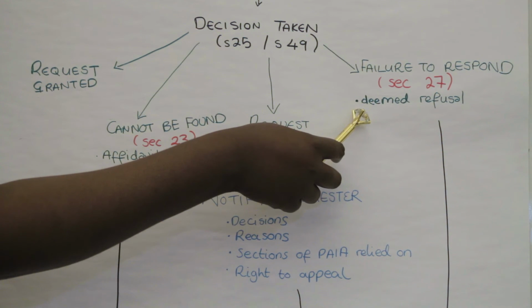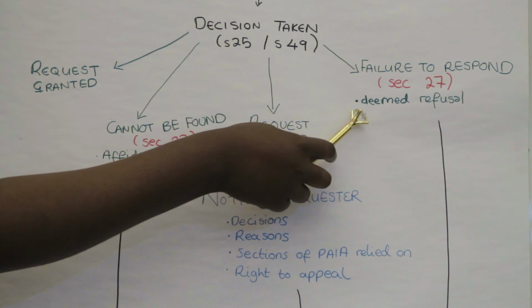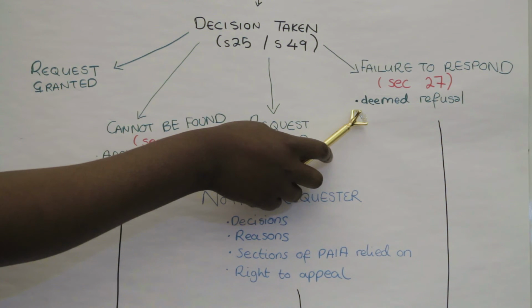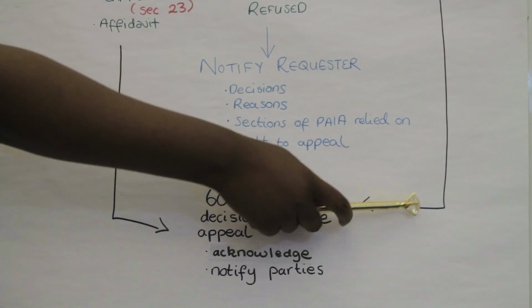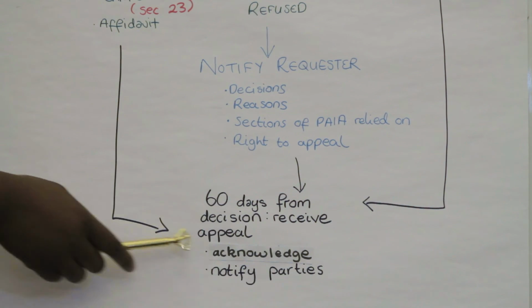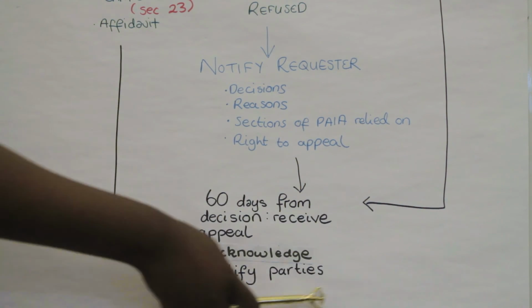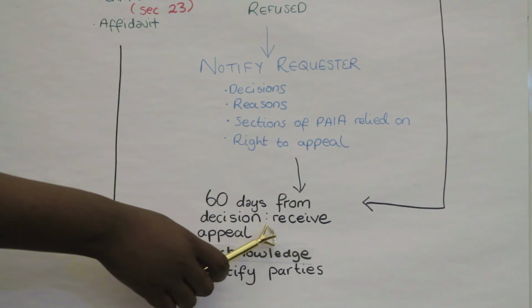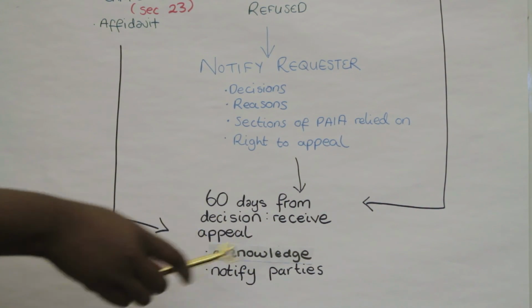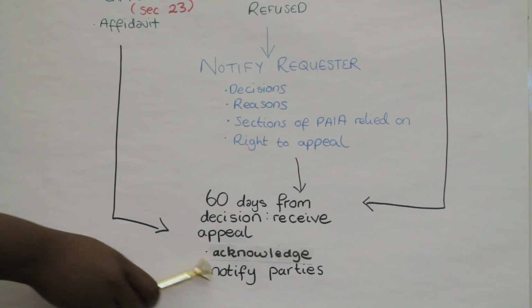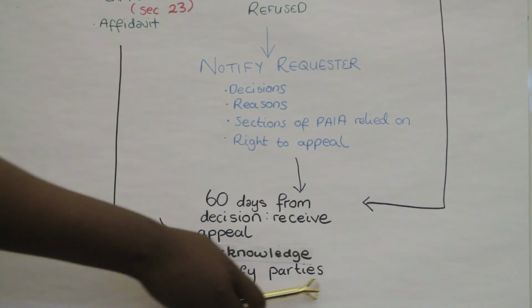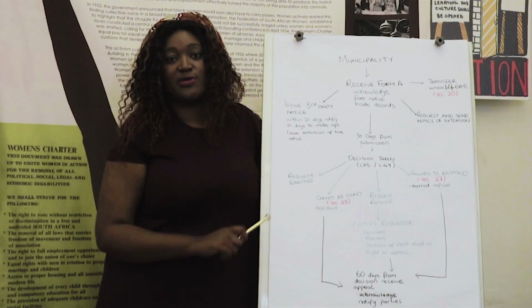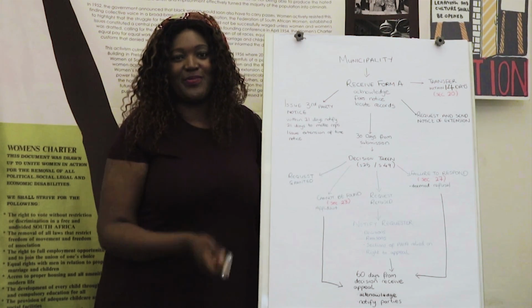If the decision taken is either that the records cannot be found or do not exist, or it is a refusal to grant records, or it is a deemed refusal because there was no response issued, then the requestee, in terms of PAIA, has the right to submit an appeal to appeal the decision of the information officer. Once an appeal has been submitted, the information officer has a duty to acknowledge receipt of the appeal and to notify the parties that an appeal has been taken. The next video will detail the steps that can happen when an appeal is submitted.